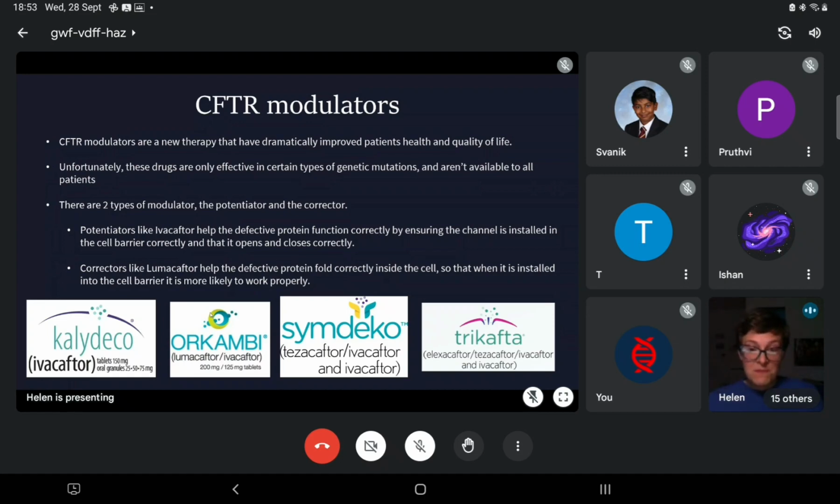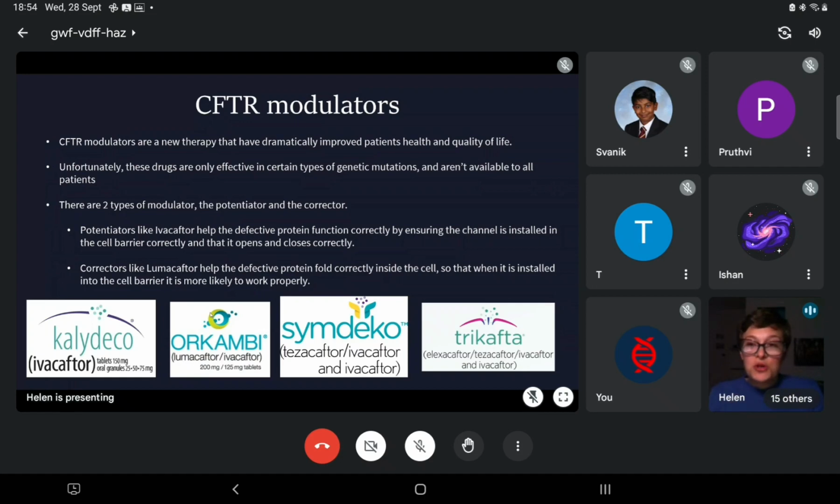It ensures that when it's been made, it's installed correctly in the cell wall and that it opens and closes correctly. And then on top of that, we can combine ivacaftor with a corrector like lumacaftor, which takes the raw protein as it's been made and helps it fold correctly in the first place, so that when things like ivacaftor take over and install it into the cell barrier, it's much more likely to work properly.